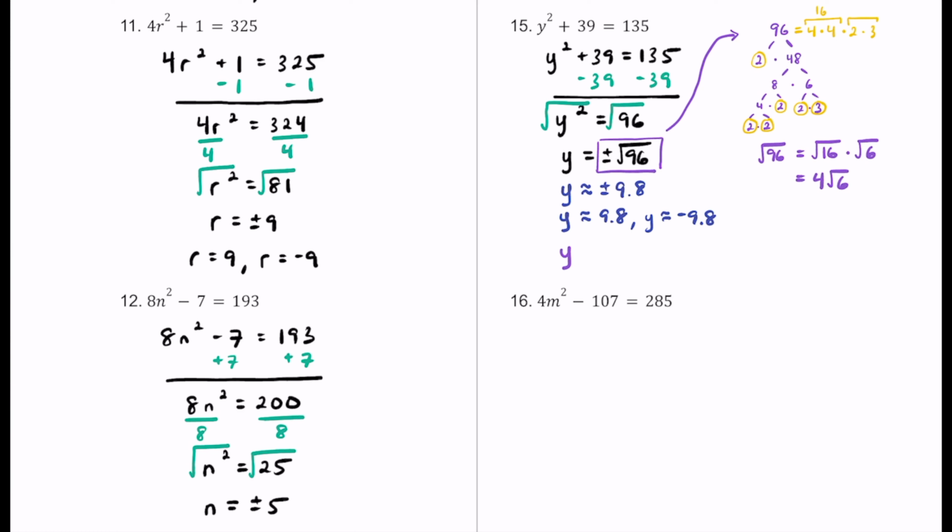So we can also write our answer exactly, saying y is equal to positive 4 root 6, or 4 times the square root of 6, and y is exactly equal to negative 4 root 6. And if you throw this into a calculator, you'll get about 9.8 and negative 9.8.